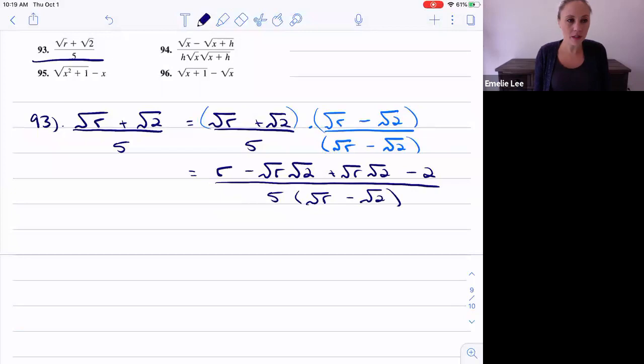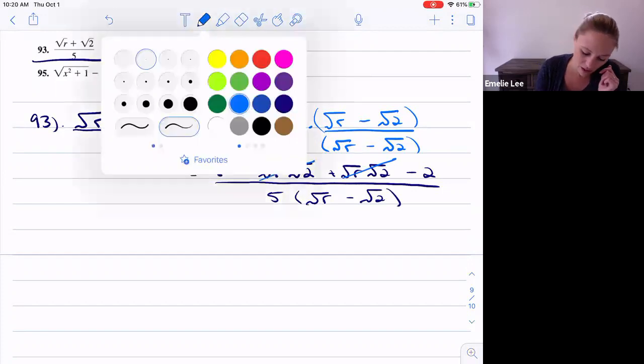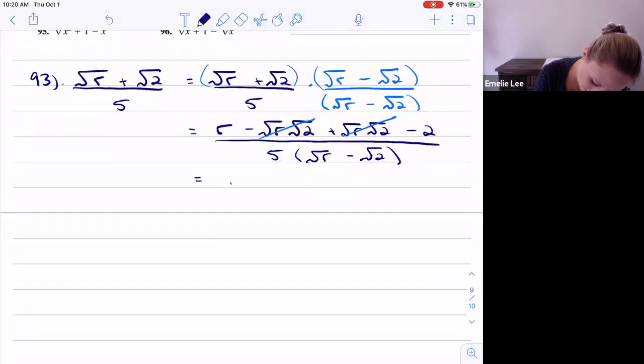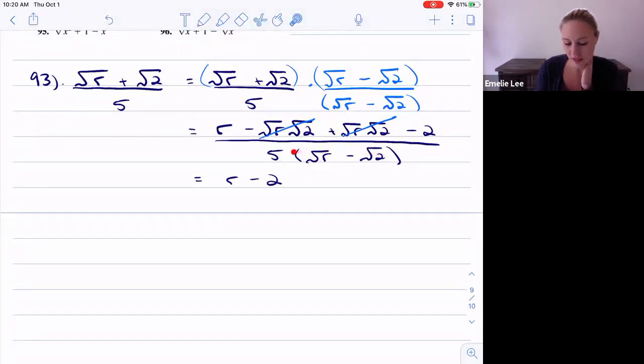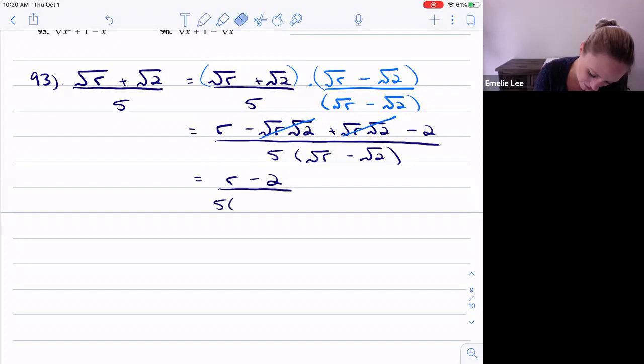Okay. So the goal here is to get rid of any square roots in the numerator, and it looks like we've managed. Negative root r times root 2 plus root r times root 2, those go to 0. So now I'm left with r minus 2. Here in the denominator, sure, I'll expand it in. So I get 5 root r minus 5 root 2, and then I'll be done. Oops, 5 root r minus 5 root 2.